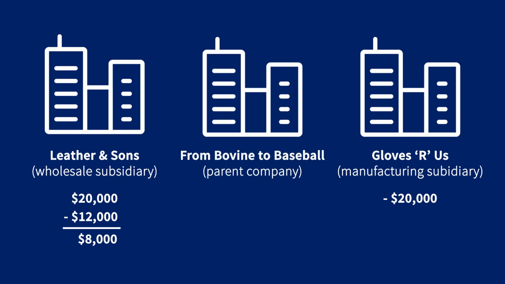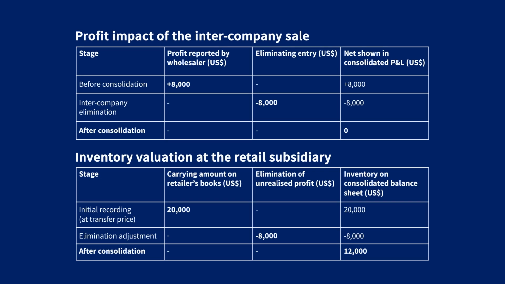In the consolidated financial statements for your parent company, you'll need to reconcile those cost and profit details properly, adding what's called eliminating entries. These entries account for the difference between the overall cost of production, $12,000, and the sale price, $20,000. In this example, Leather & Sons wholesaler ends up with a net zero cost, while Gloves R Us's retail costs are reduced to just $12,000. This way, you haven't incorrectly shown that you've made a profit by selling to yourself.